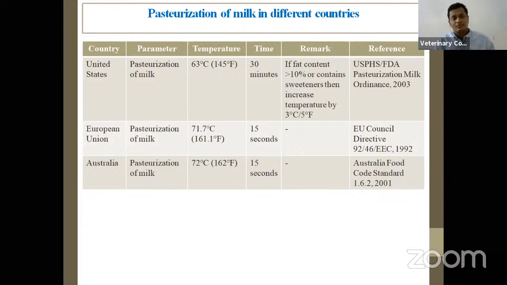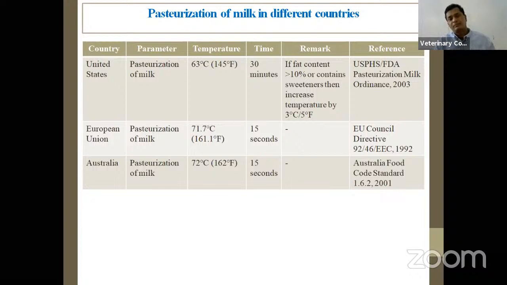Then let us discuss one of the processes used for raw milk, which is pasteurization. Pasteurization is a process of subjecting the milk to such a time-temperature combination that inactivates or kills the most heat resistant pathogen.